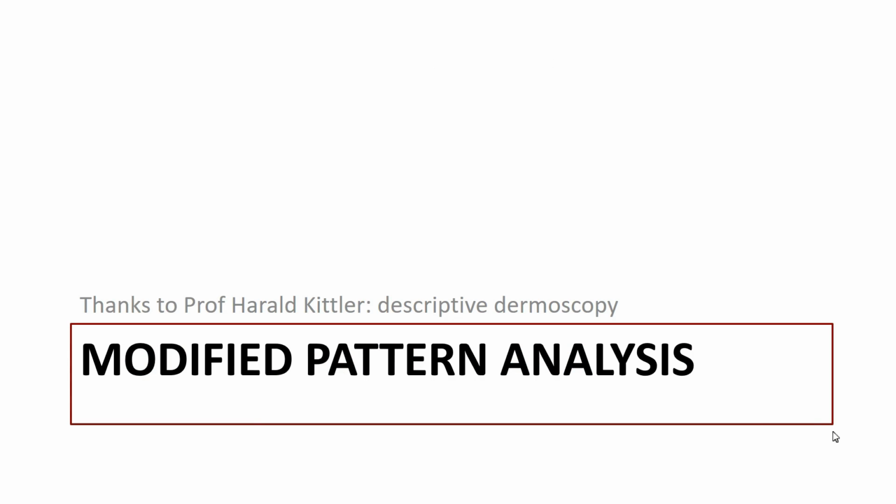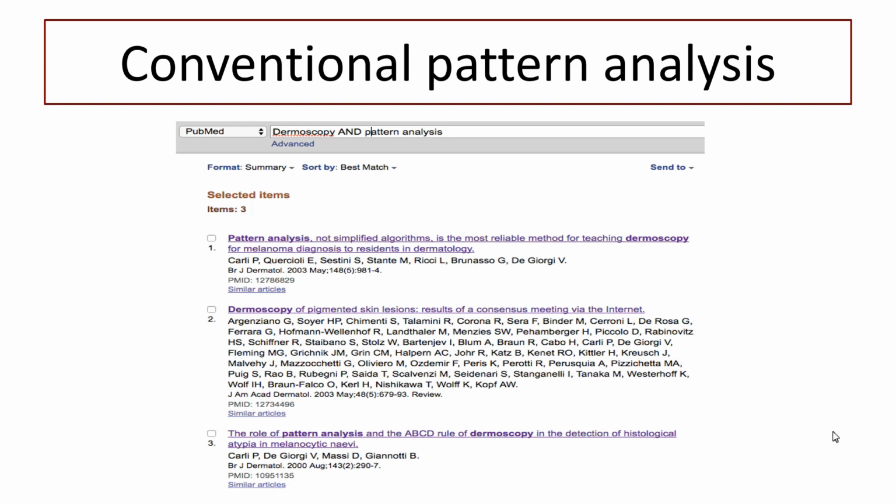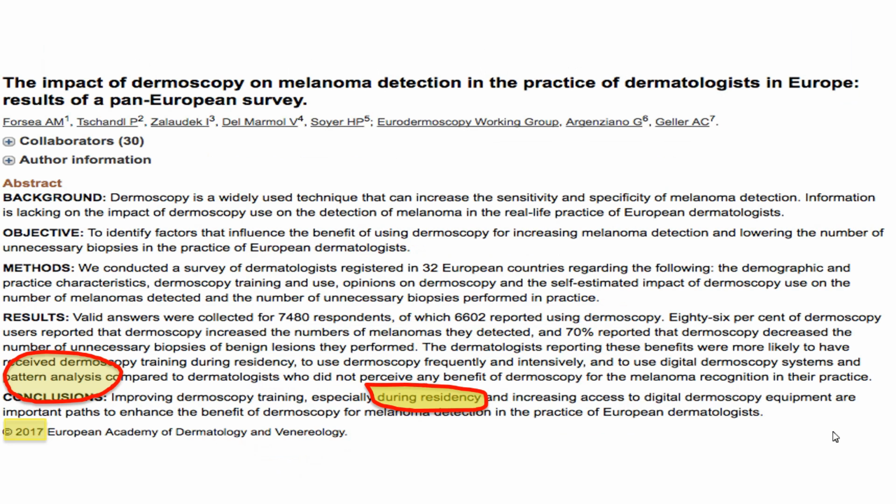Now, as promised, I'm going to talk to you about modified pattern analysis. Those of you who are here this morning learned that there were two types of pattern analysis: conventional, which was described in 1987, and Peter Soyer was in the first group that looked at that. And then more recently, Harald Kittler, who's also an Austrian, decided to make it simpler. And that's the system I like to use, because there's nothing better than thinking simple. So pattern analysis was shown to be the most effective way to make a diagnosis of skin lesions using dermatoscopy. And there have been a number of papers that have confirmed that.